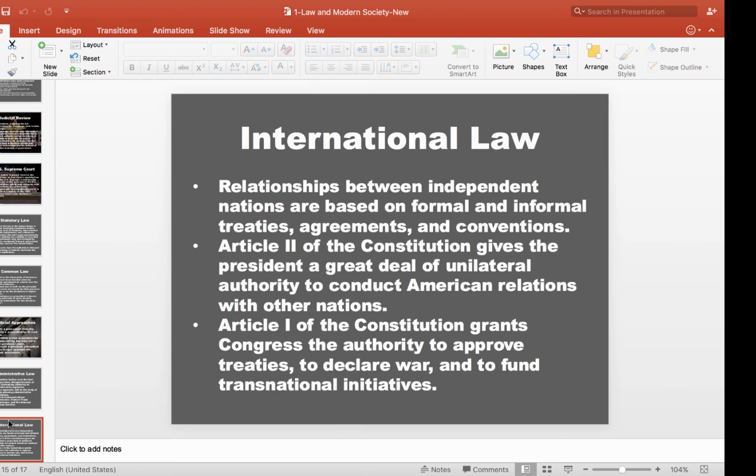Okay? Article 1 of the Constitution grants the Congress the authority to approve these treaties, to declare war, and to fund transnational initiatives. So the President can say, we want to have a new agreement with Britain, for example. And he can propose that. It's then sent to Congress to be approved. The President can also make the case for declaring war against the Taliban in Afghanistan, but it's the Congress that actually votes to declare that war.